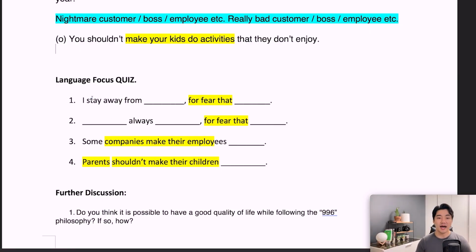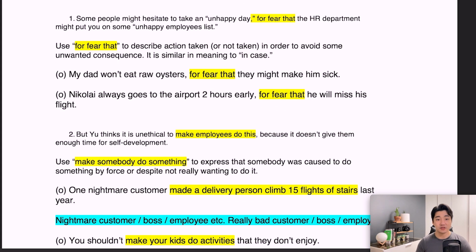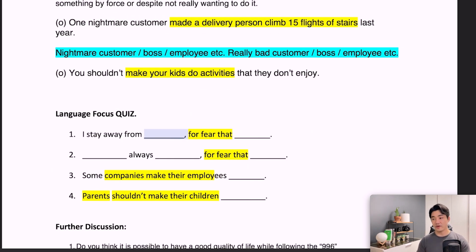Number 1. I stay away from beaches for fear that... So remember, "for fear that" describes action taken or not taken in order to avoid some unwanted consequence. It is similar in meaning to "in case". So "for fear that", "하지 않을까 할까봐 두려워서". So I stay away from beaches for fear I will drown. "익사할 수 있는 두려움에 해변을 멀리합니다."